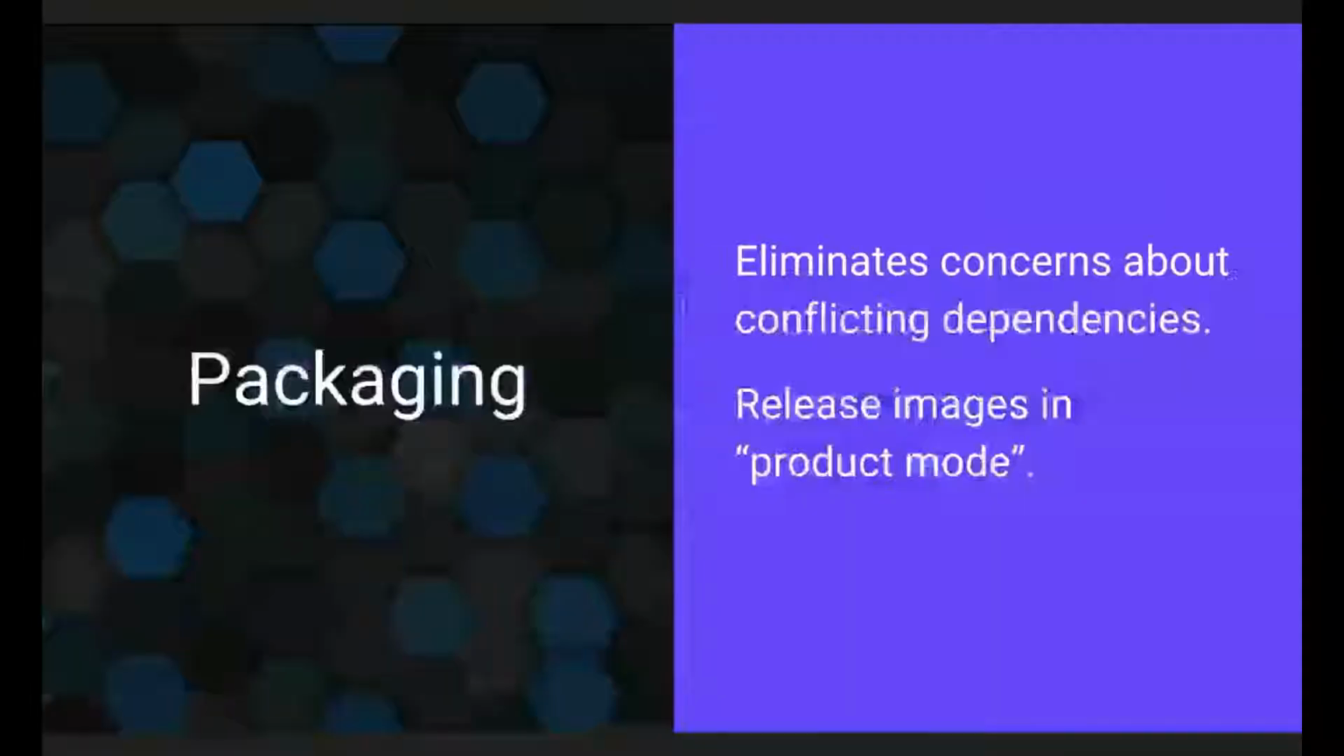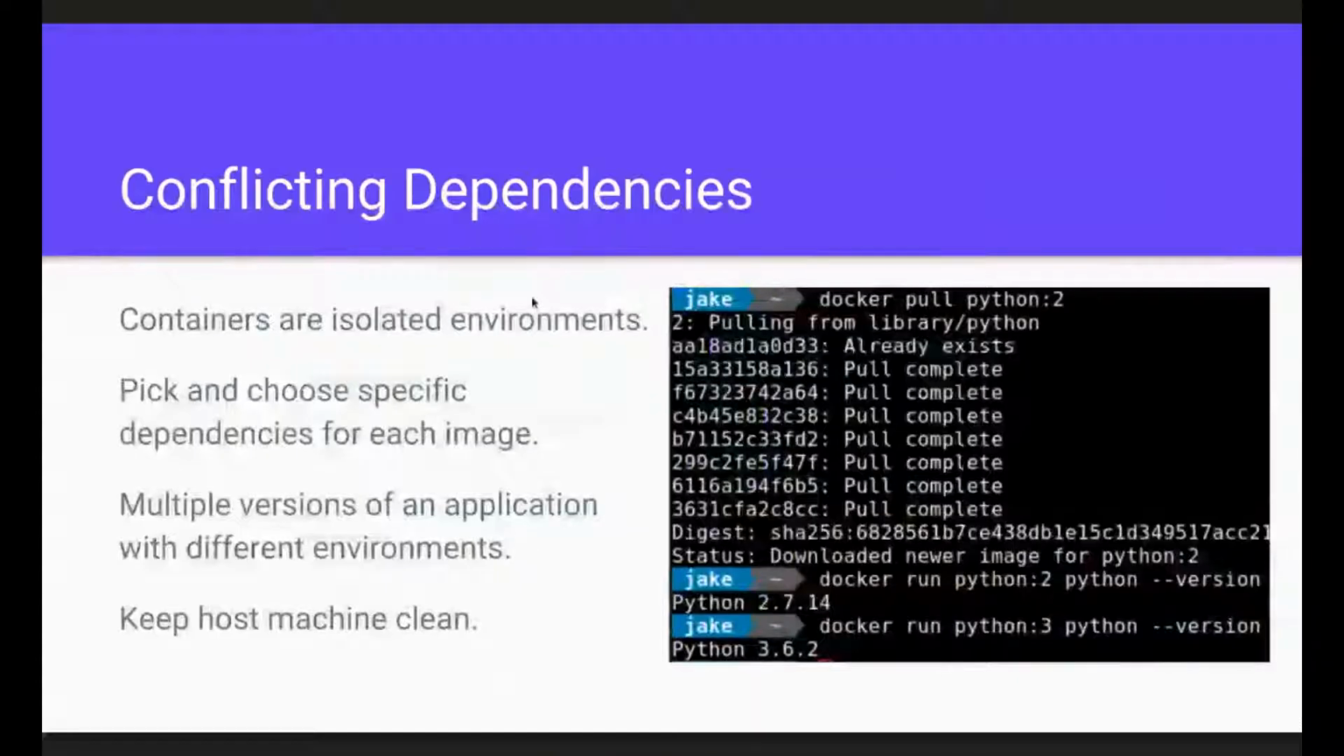As I alluded to earlier, using containers eliminates concerns about conflicting dependencies, and you can also release images in what I call product mode. Okay, so for conflicting dependencies, containers are isolated environments, which is really nice. On the right, you can see that I am pulling down the Python 2 image, and then we also have a Python 3 image available.